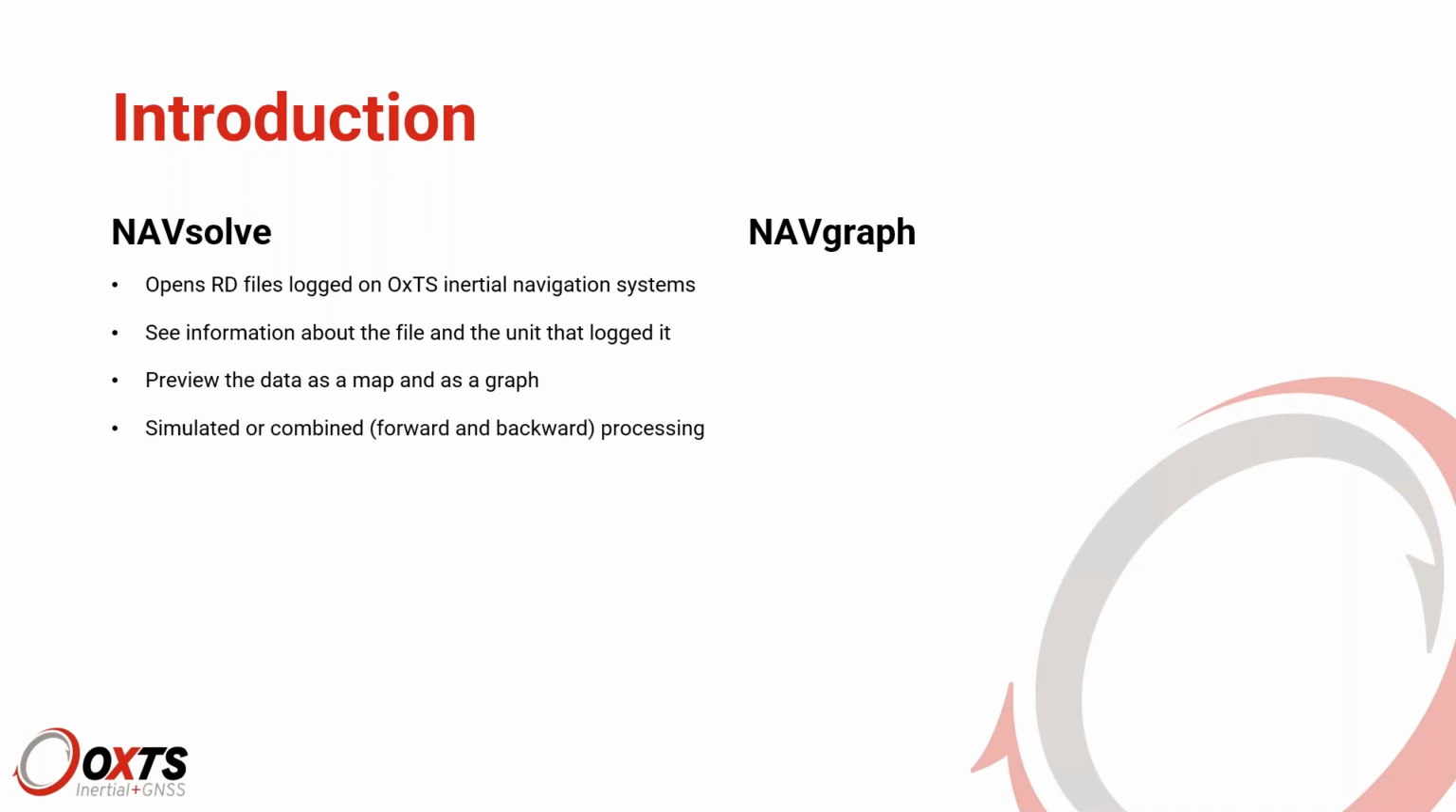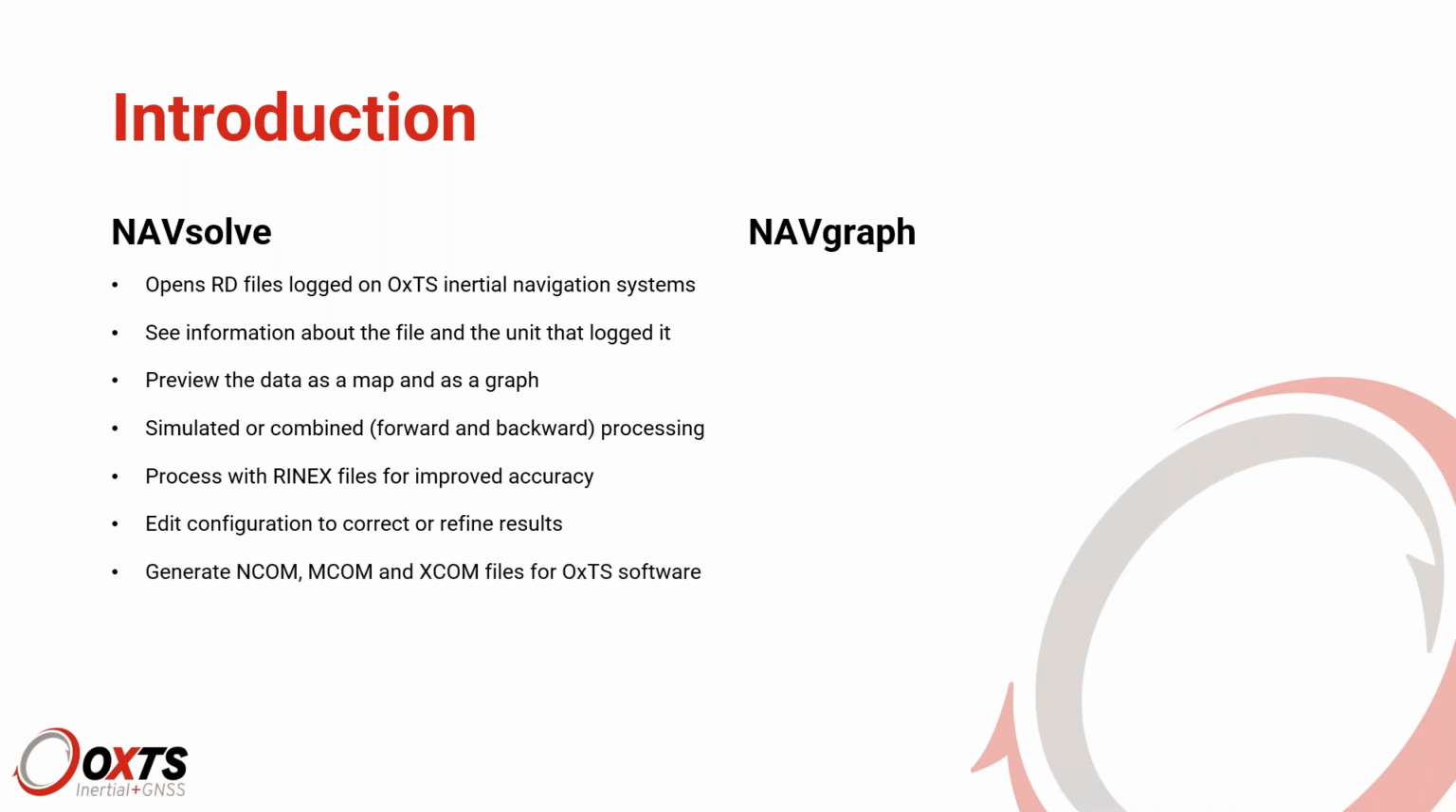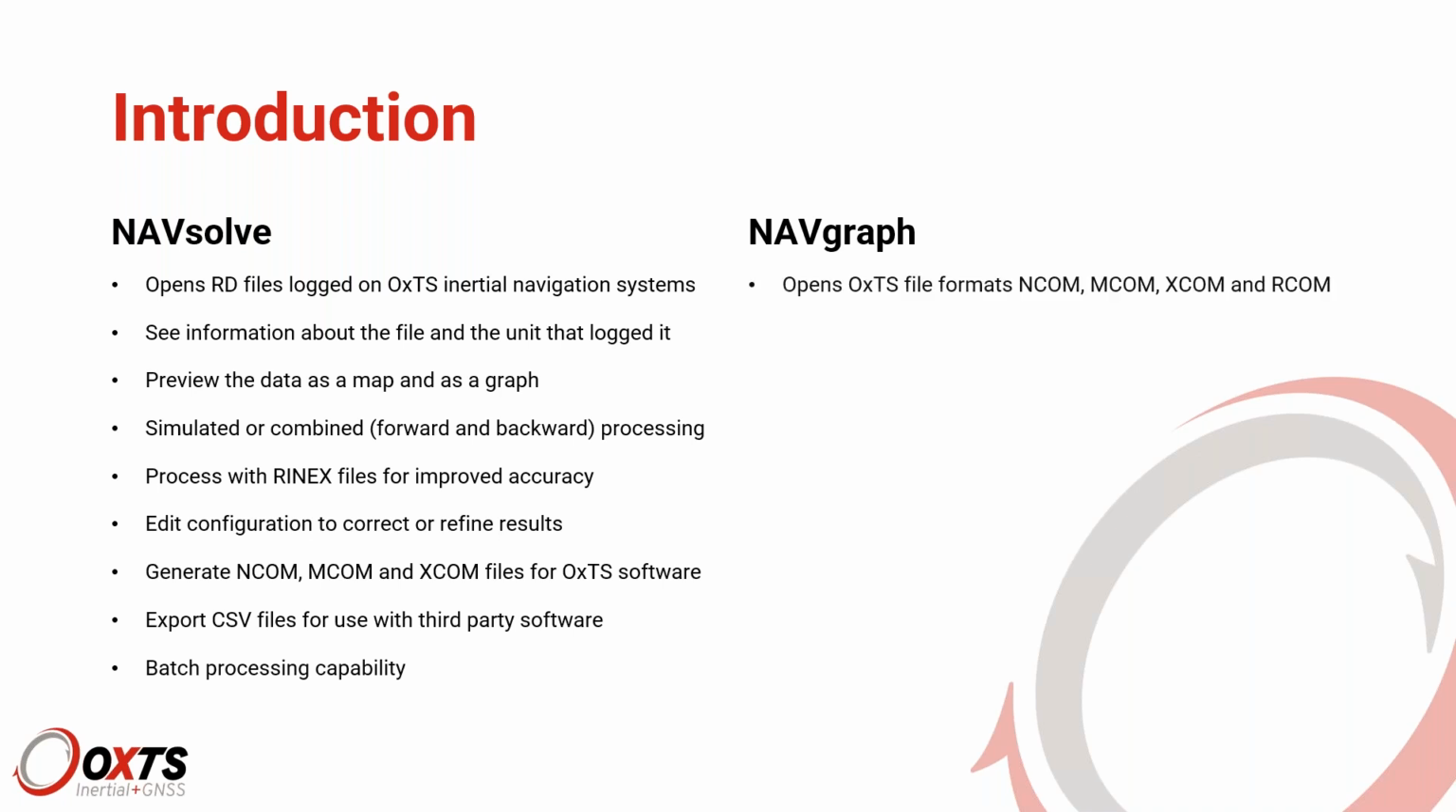You can post-process in simulated or combined processing if you want to improve the GNSS. And you can post-process with RANX for improved accuracy. You can edit the configurations to correct or refine results, and you can generate the NCOM as well as other OxTS file formats for use in other OxTS software, and also export CSVs for use with third-party software. It does also have batch processing capabilities.